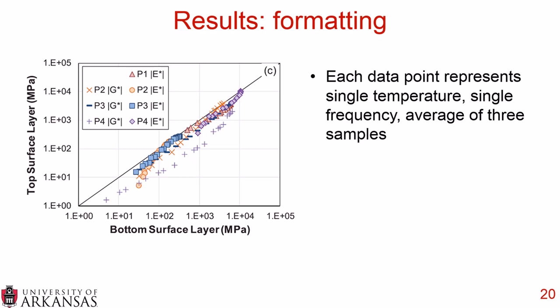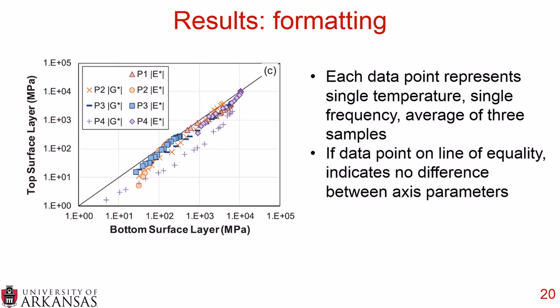So here we have a total of 4 different sections we're looking at, and these are all poor performing sections, P1 through P4, and we have both E star and G star data, depending on the section that we're looking at. And what we did is we looked at, in this graph, the top surface layer versus the bottom surface layer. And in theory, if a data point lines up on that line of equality, then there's no difference between the axis parameters.